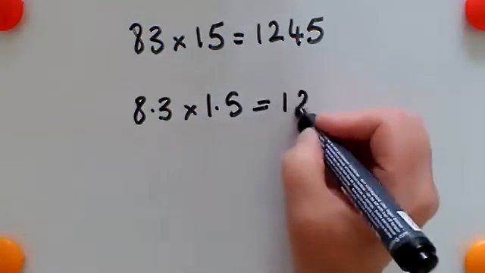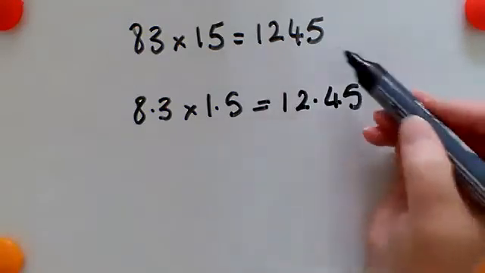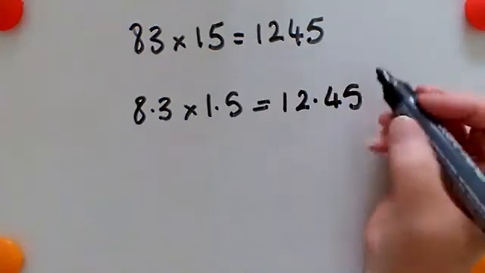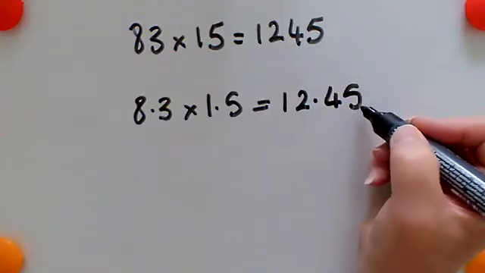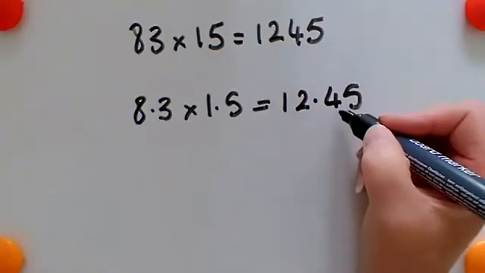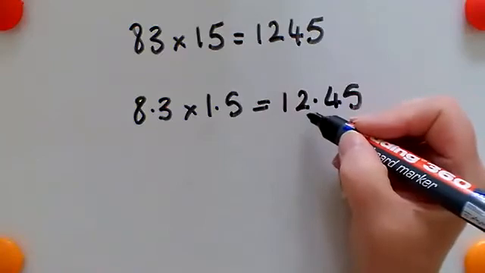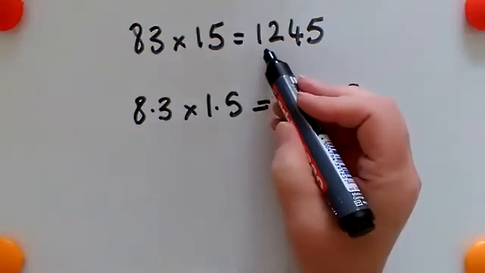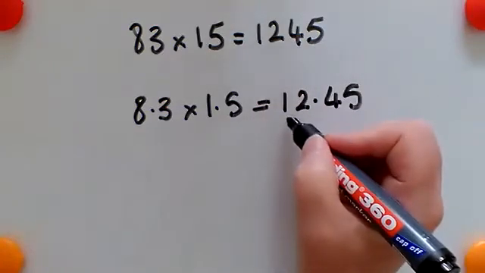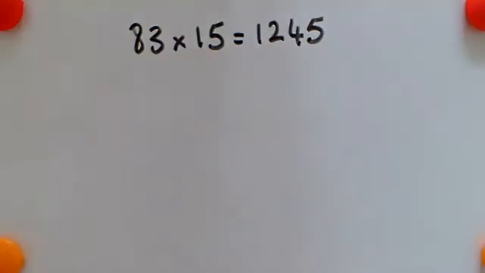So this time, my decimal point is going there. So the 5 that was in the units column is now in the hundredths column. The 4 was in the tens, it's now in the tenths. The 2 was in the hundreds column, it's now in the units column. And the 1 that was in the thousands is now in the tens column. So that is the answer to the third question.